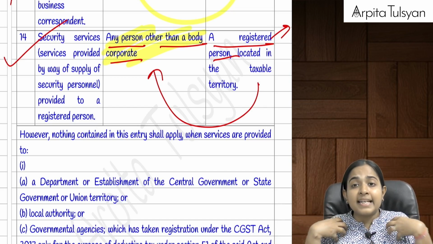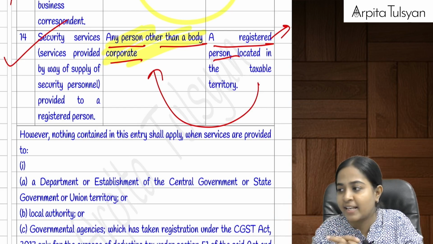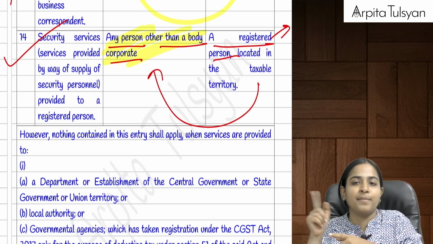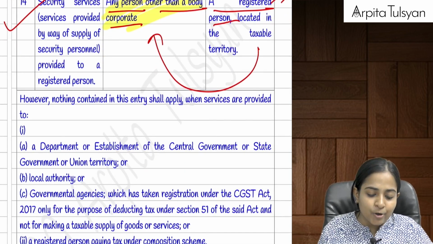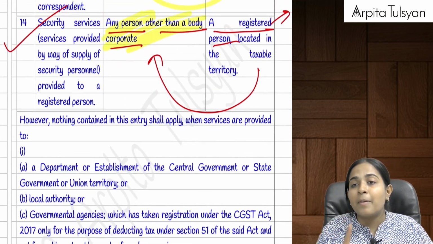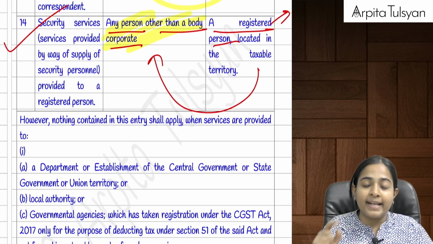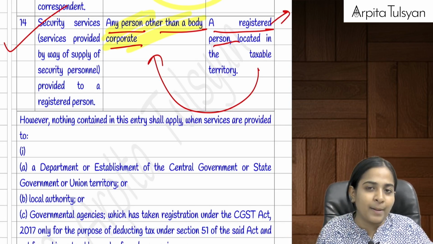Let's say there is an individual watchman, an individual security guard who is providing the service to a registered person, just like banks etc. have security persons. In that case, the responsibility to pay the GST on that is on the registered person. Are you clear with this? Here we are talking about a security guard who is not on the payroll, who is providing services in a professional capacity. If he is on the payroll, then it becomes an employer-employee relationship.